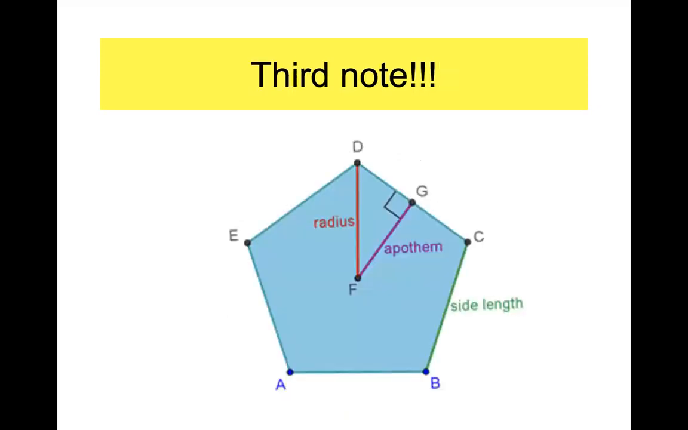All right, third and final note. Okay, we need abbreviations for these three words: radius, apothem, and side length. Well, we're going to use the obvious ones. Side length is going to be an S. Apothem is going to be a little a. Remember, capital A means area, and radius, obviously, we'll get an R. So RAS for those three words.